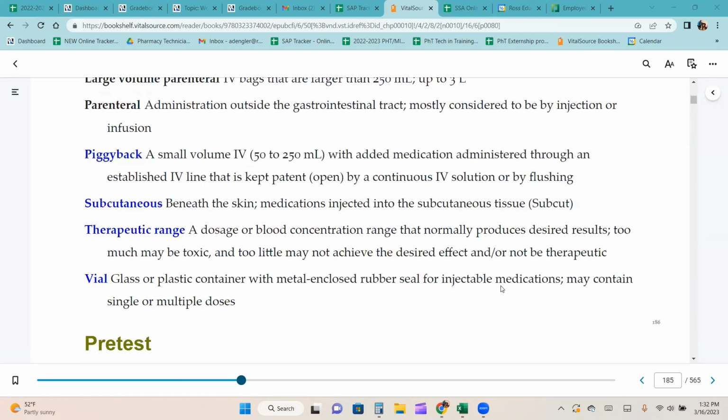Subcutaneous is beneath the skin, medications injected into the subcutaneous tissue. Therapeutic range is a dosage or blood concentration range that normally produces desired results. Too much may be toxic and too little may not achieve the desired effect and may not be therapeutic. A vial is a glass or plastic container with a metal-enclosed rubber seal for injectable medications, and it may contain single or multiple doses.